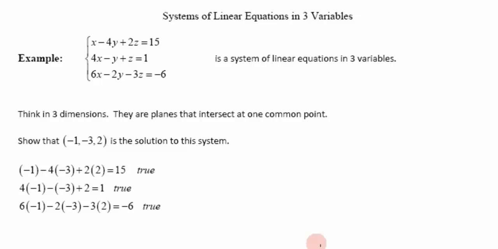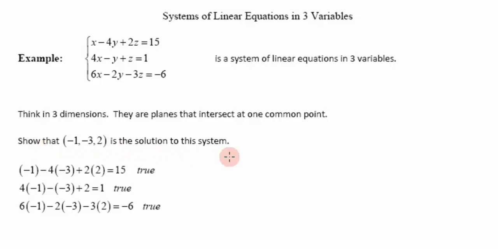This is about solving a system of linear equations in three variables. Alright, so here's a linear equation in three variables, 1, 2, and 3, right? X, Y, and Z. And to solve a system of linear equations in three variables, you must have three equations. Basically think of three dimensions, so you're thinking these are planes now, and it's where these three planes intersect. Okay, they intersect at one common point then.